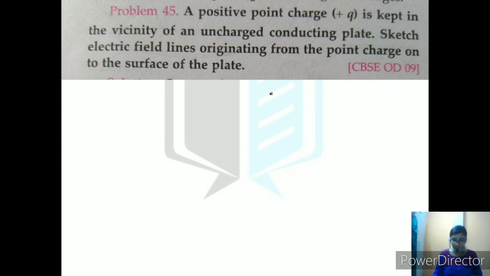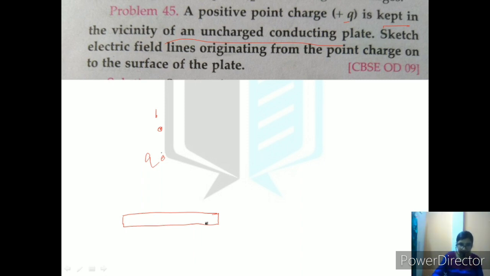Then the last question for these electric lines of force. A positive point charge plus Q is kept in the vicinity of an uncharged conducting plate. We have an uncharged conducting plate which can develop charges if placed in the field, right? Let's place it nearby so that it's easier to draw. We have kept the positive point charge Q here. Then what kind of electric field lines will exist?